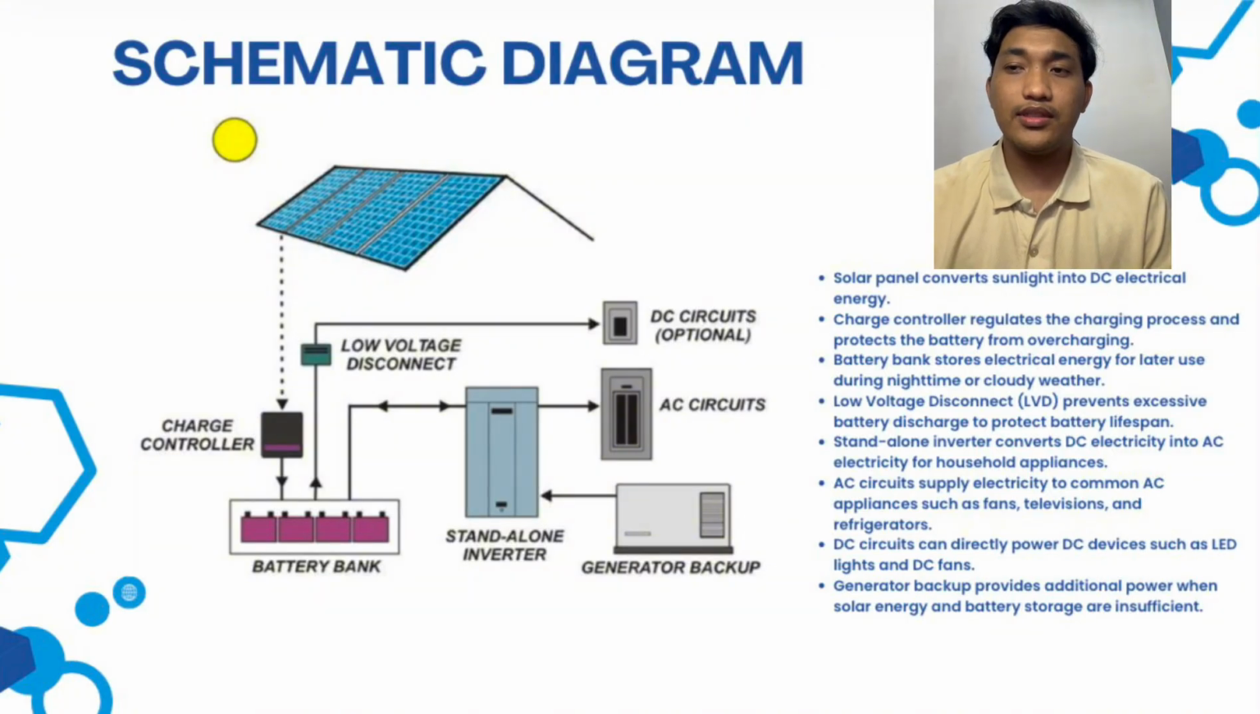The system also includes a low voltage disconnect to protect the battery from excessive discharge, while the generator backup provides additional power during low solar energy condition.